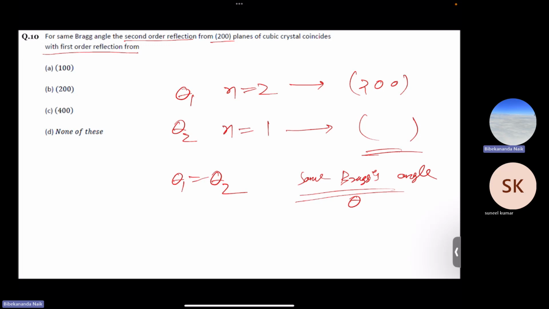Then what will be the value of HKL? This is H1, K1, L1. This is H2, K2, L2. So what will be the value of HKL if both have the same Bragg's angle? Second order reflection from 200 and first order reflection from H2, K2, L2. So we need to determine the value of H2, K2, L2. I'll give you a few minutes to try this question and then we will discuss.